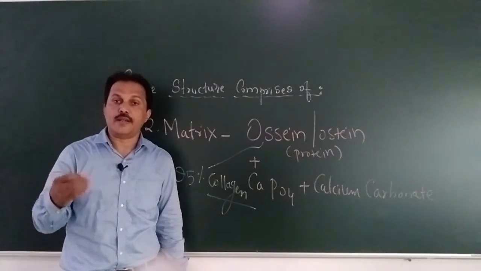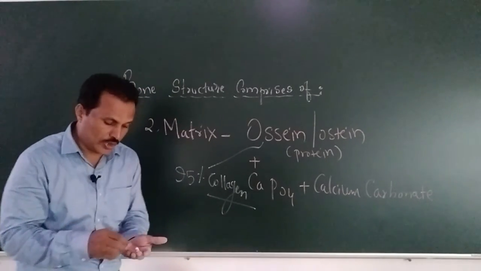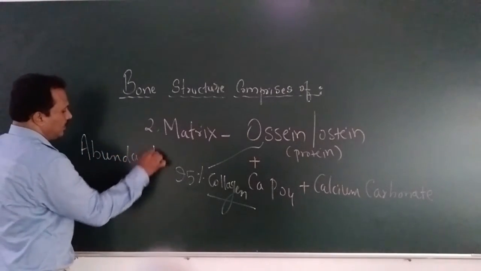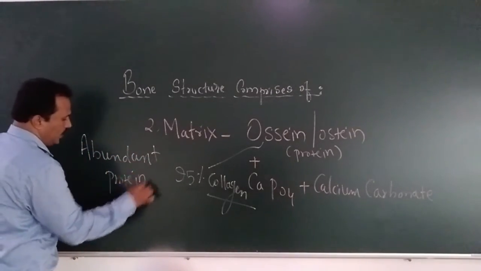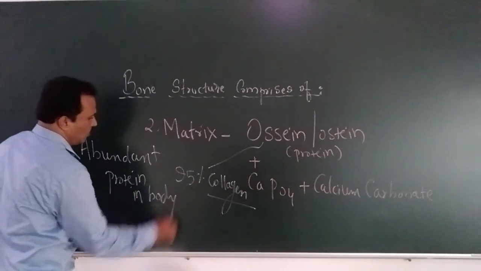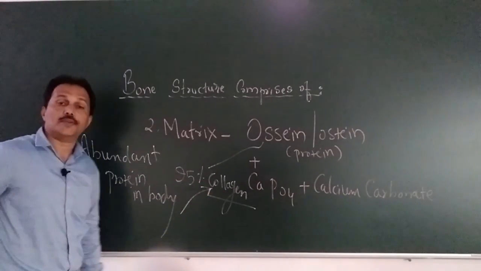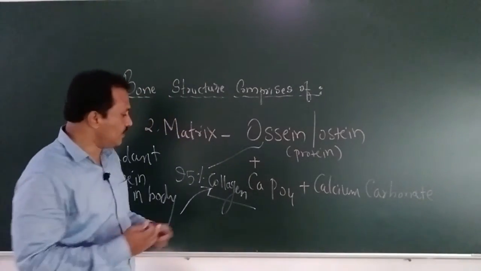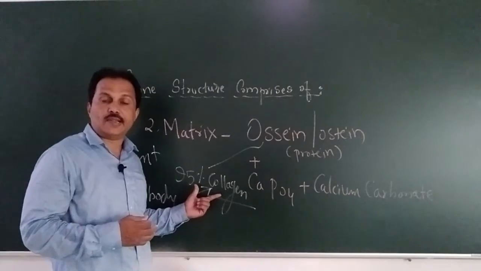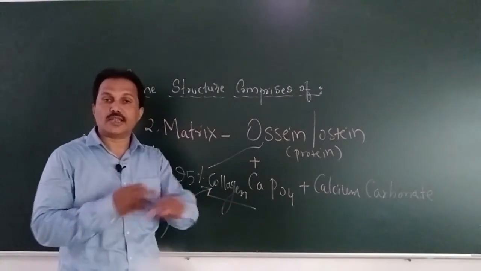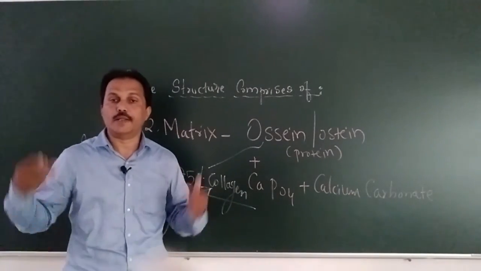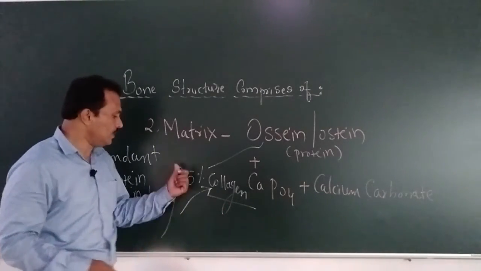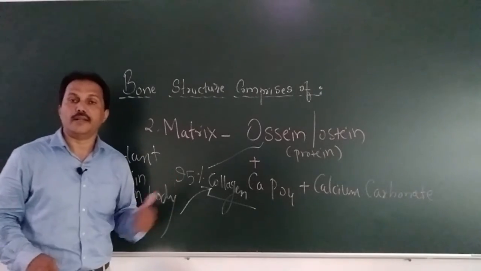Yesterday in the NEET 2020 examination, there was one question: what is the abundant protein in the body of animals? The answer was collagen. In the bones, 95% of the bone matrix is made up of collagen. Skin, between the tissues, between the cells, everywhere you will find collagen protein or collagen fibers, and that is the answer for the question in NEET 2020.